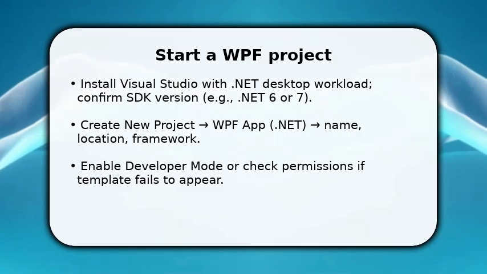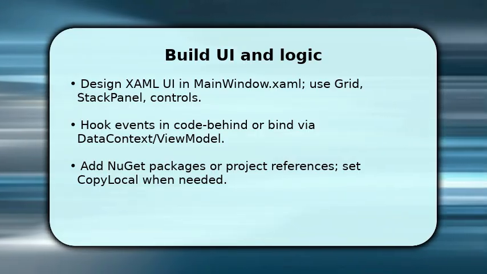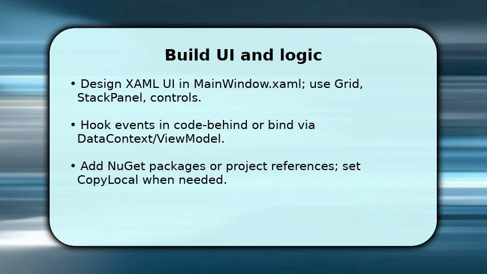Now design the interface in MainWindow.xaml using layouts like Grid or StackPanel and drop controls where needed. You wire interactions by adding click or loaded handlers in code behind, or better, set a data context and implement a view model for binding. This separates UI and logic.